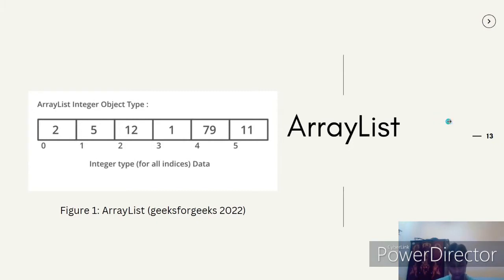Figure 1 shows a diagram of an ArrayList. In this example, the ArrayList stores integer object type. To access an element in the ArrayList, we can use an index. For example, to access the second element, we can use index 1.